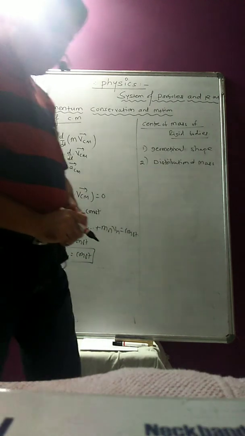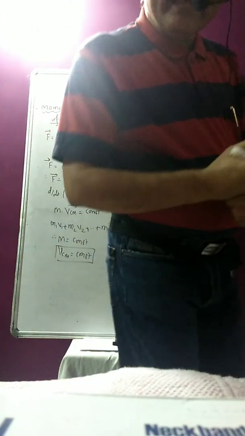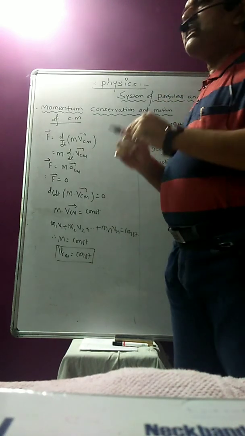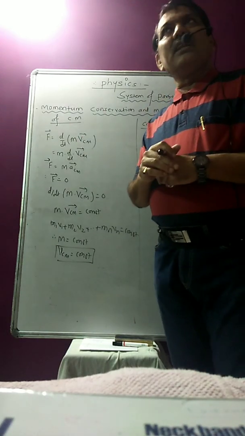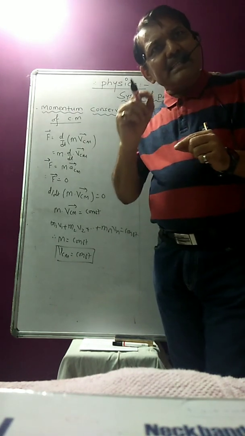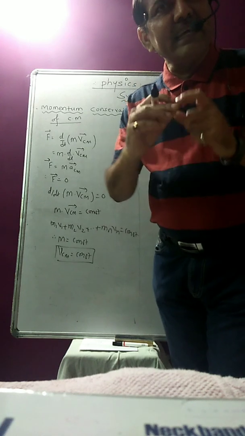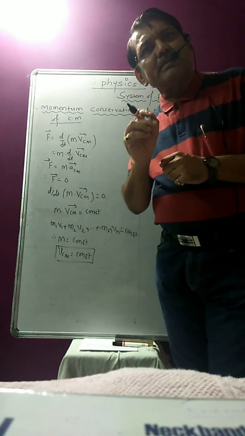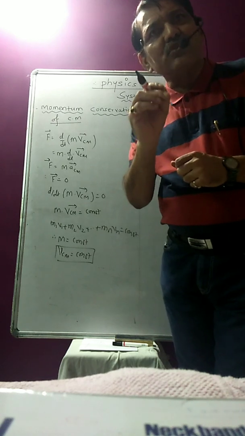So for example, what exactly do I want to say? Here I want to explain it like this. Suppose I take a long thin rod. The long thin rod has its center of mass at its middle point. For example, if I consider a 10 centimeter rod, then the position of the center of mass will be exactly at 5 centimeter.